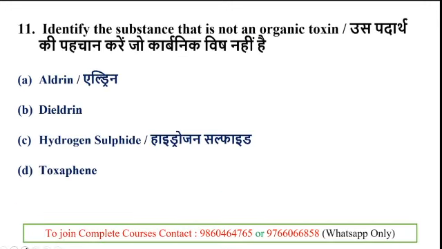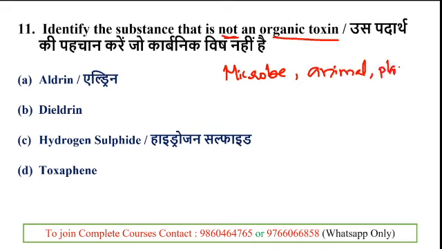Clear. And then identify the substance that is not an organic toxin. Here, an organic toxin means poisonous substances produced by a biological organism, that is a microbe, and also an animal or plant, that cause pollution or poison. Clear. So the question is which substance is not an organic toxin.